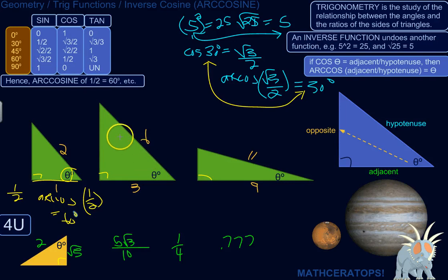Alright, let's try another one. So what about this triangle here? Again, we have an unknown angle, but we do know a couple side lengths of the triangle. The side that's adjacent to this angle is 3, and the hypotenuse is 6. So the ratio of the adjacent to the hypotenuse is the cosine. So the cosine of this other theta is the ratio 3 to 6.